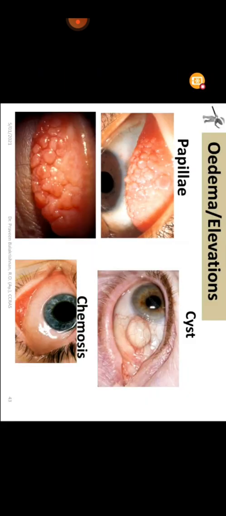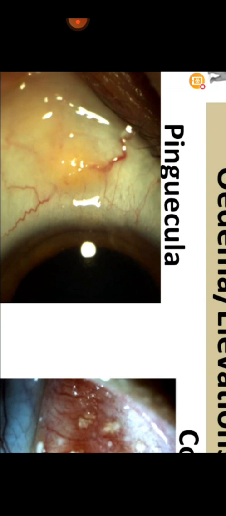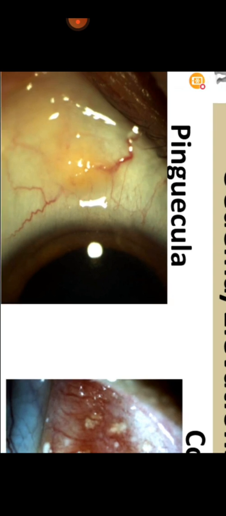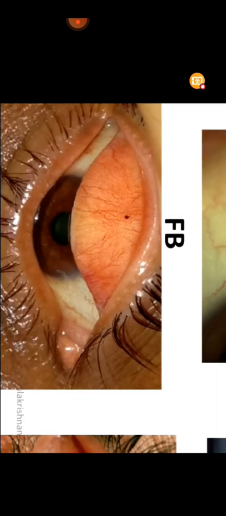Something goes into your eye, or some trauma happens to the eye. In this kind of reaction, you have to check for such findings. Now you have a pinguecula. Pinguecula is a yellowish raised area that you can see in the nasal area. Again, this is more commonly seen in people who are working in dirty areas, in dusty areas.